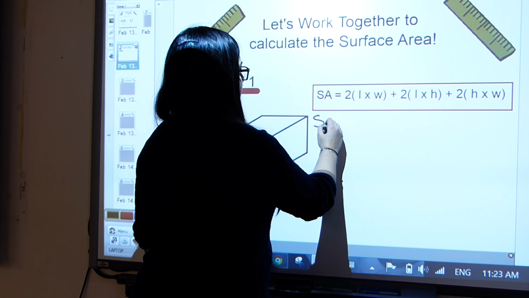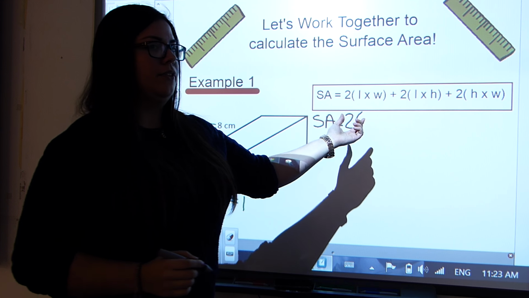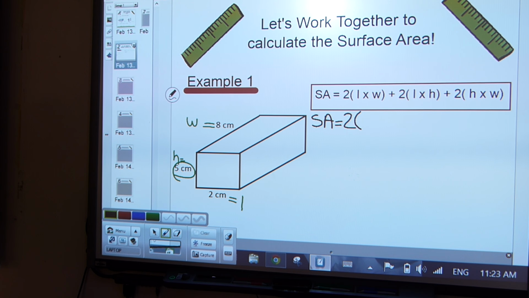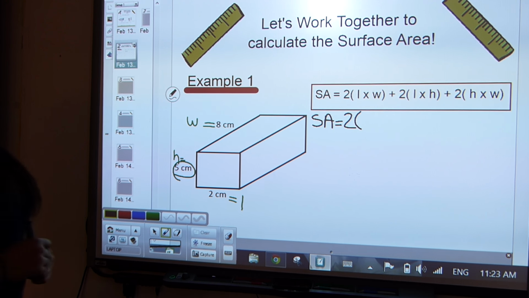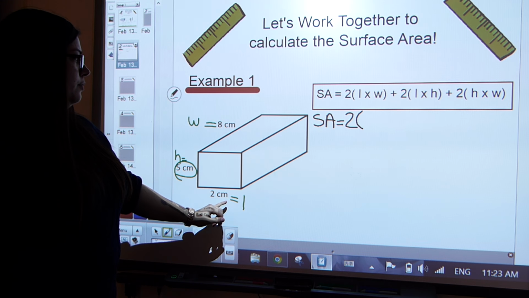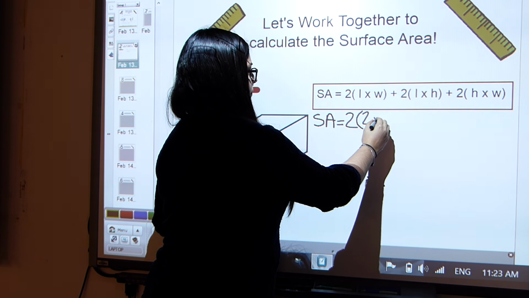So surface area is 2. Then you have length times width. So what would you substitute in there? I would substitute 2 times 8 for the first one. So 2 times 8, length times width. Length is 2, width is 8. So we're going to put 2 times 8.